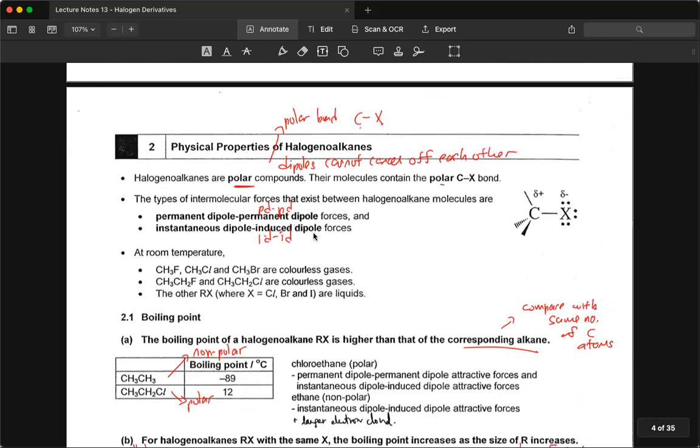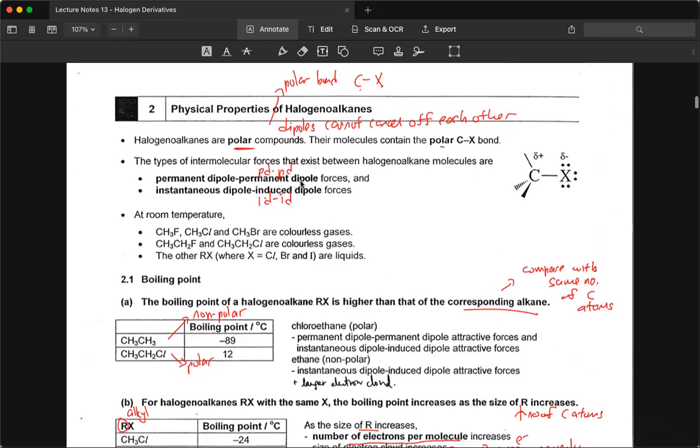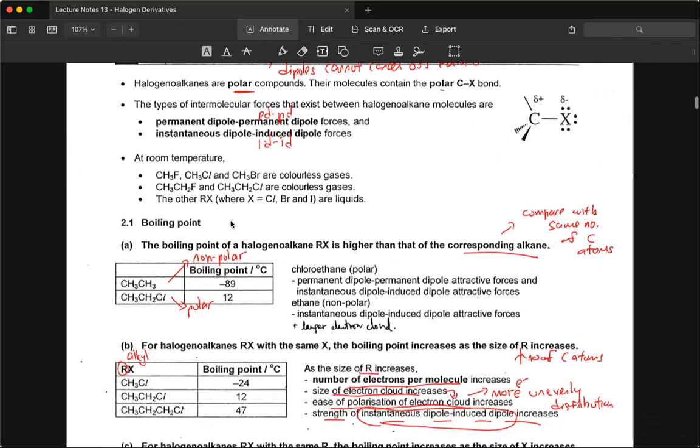Haloalkanes are polar compounds as mentioned. The dipoles do not cancel each other out, making the molecule polar. So, two types of intermolecular forces exist between the molecules: permanent dipole-permanent dipole forces, known as PDPD, and instantaneous dipole-induced dipole forces, IDID. At room temperature, they exist as gases and liquids.